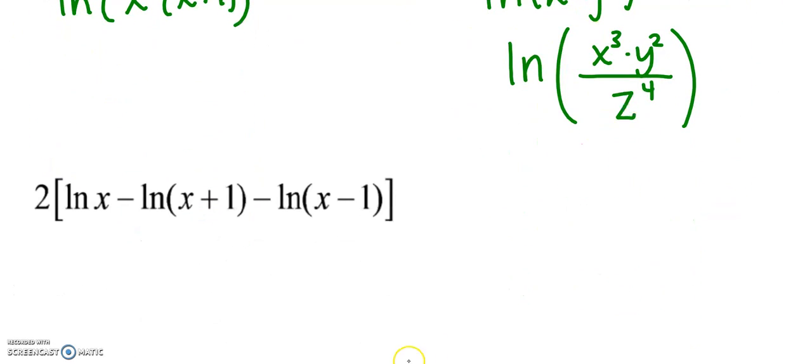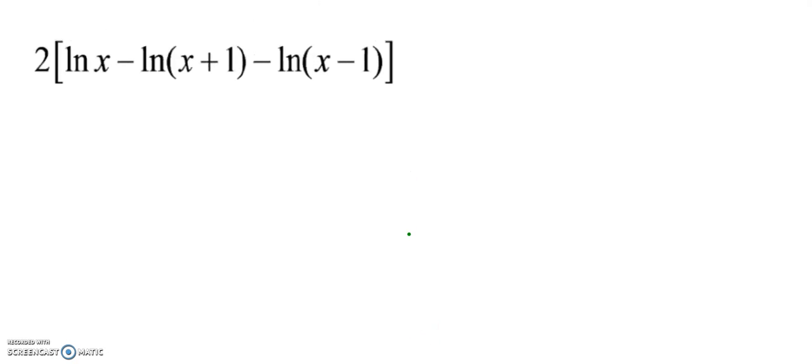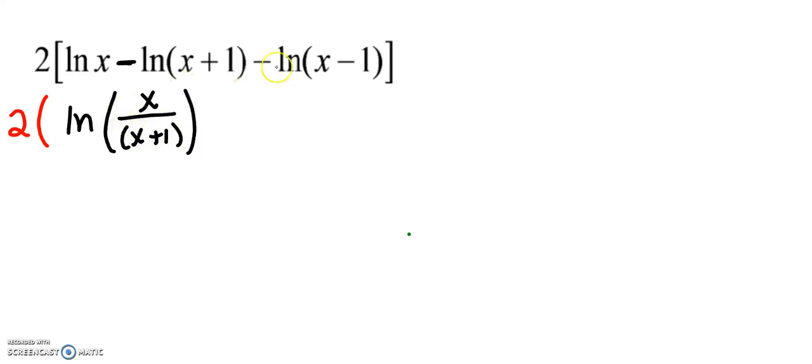All right, this next one, I can start by cleaning up the inside, or I could start by distributing in the 2. Either one is going to work. So I'm going to start by cleaning up the inside and just let this 2 hang out in front, and I'm going to come back to it later. So I'm going to divide first. I get the natural log of x over x plus 1, and then I still have minus the natural log of x minus 1.